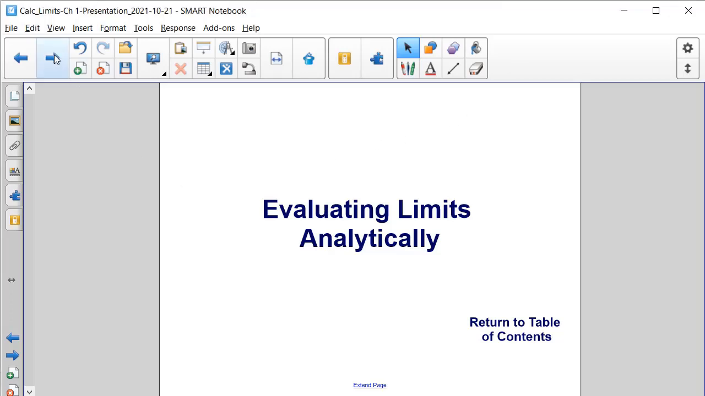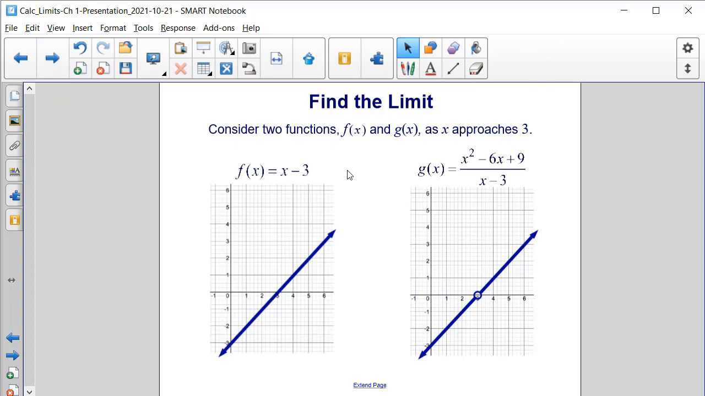Evaluating limits analytically. Consider the two functions f of x, which is x minus 3, and g of x, which is the rational function x squared minus 6x plus 9, all divided by the quantity x minus 3, as x approaches 3.